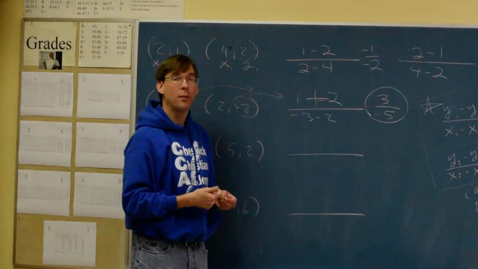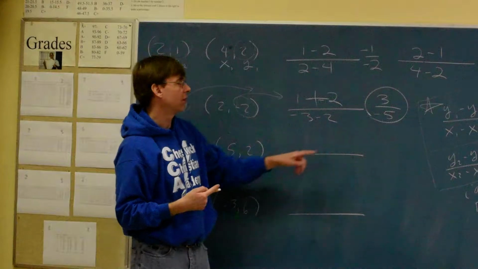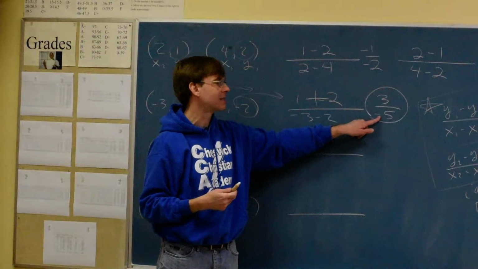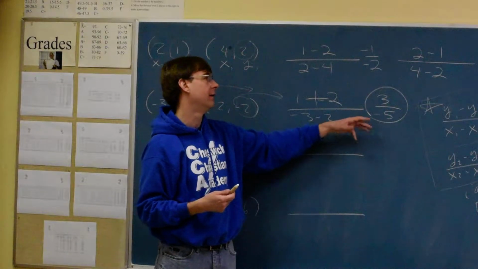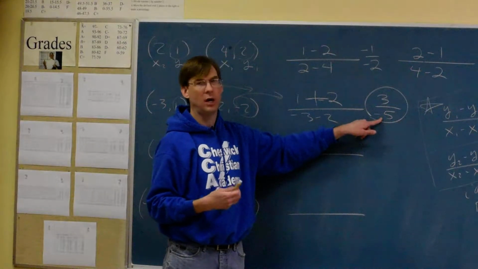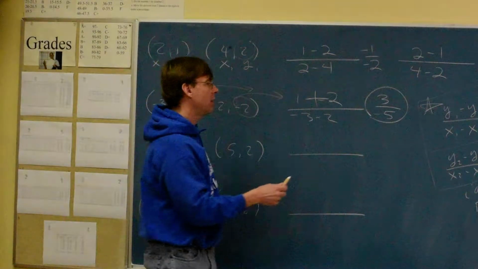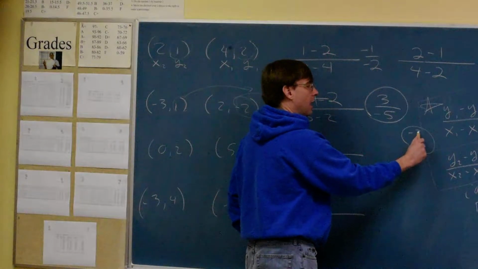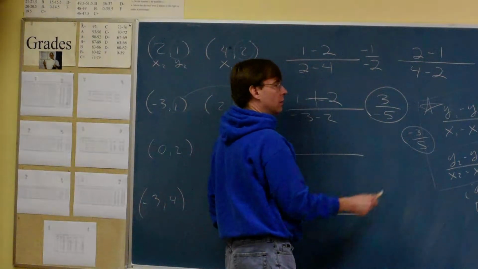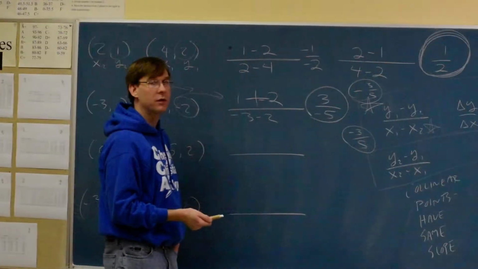If this were improper, we'd leave it alone. But if it could reduce, we would reduce it. So if this had been like 3/6, we would need to get down to a half. If this had been 3/2, no one cares. That's fine, it's 3/2. It also doesn't matter if you ever look in the back of the book and you have this answer and the back has that answer and your friend has this answer. Those are all the same answer.